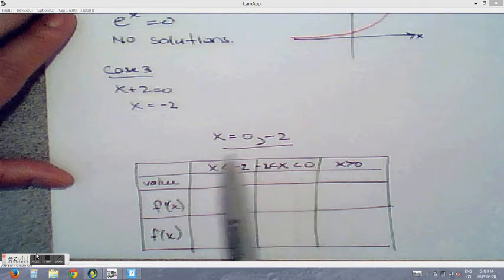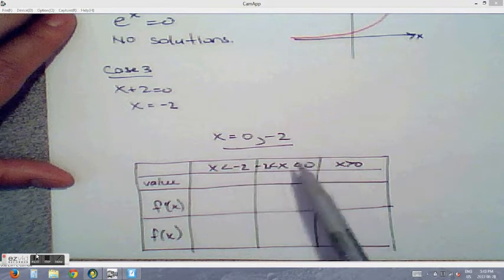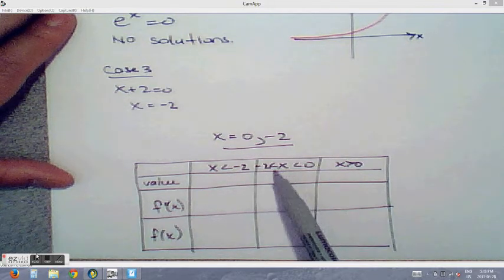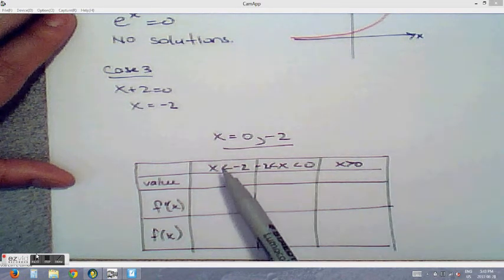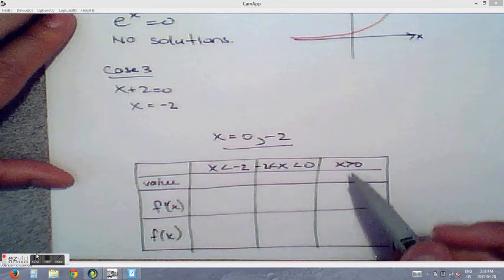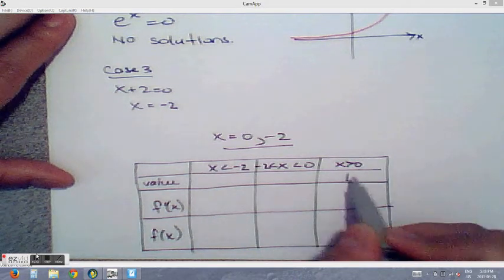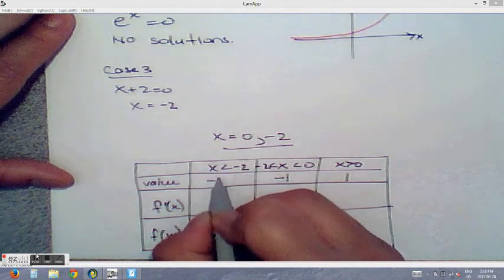Okay, so I've done that here for you. These are our critical numbers. So we've got when the value of x is in between negative 2 and 0, when it's greater than 0, and when it's less than negative 2. And so we're going to test some values. Pick some easy numbers. In this case, I'm going to pick 1 right here, negative 1 would be a good number, and then negative 3.